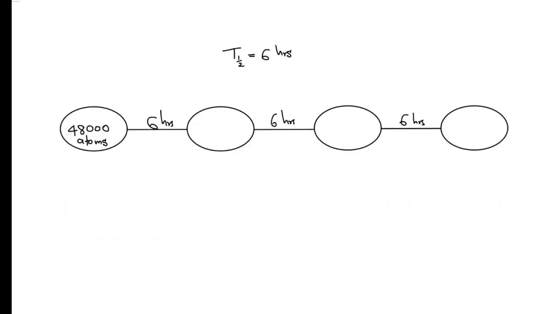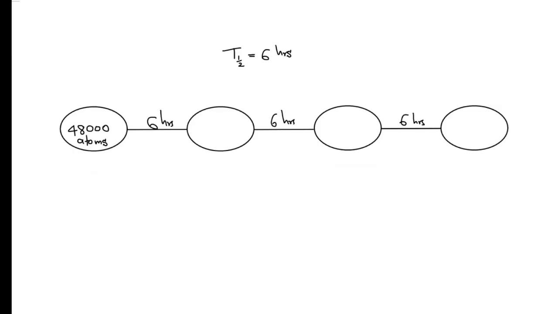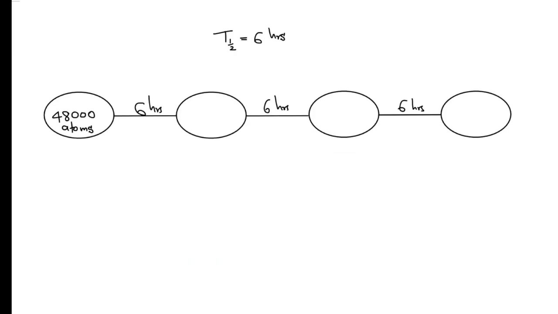And here's a question for you to try. You have a sample of 48,000 atoms. Half-life is 6 hours. Just complete the number of atoms left after each 6-hour period. When you're ready for the answer, press play. Now, one half-life will halve 48,000. So you get 24,000, 12,000, 6,000, and so on and so forth.